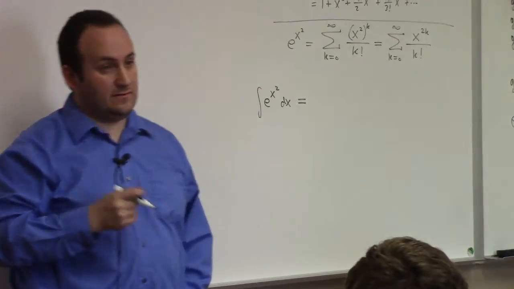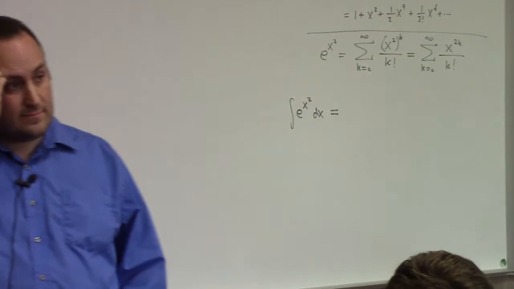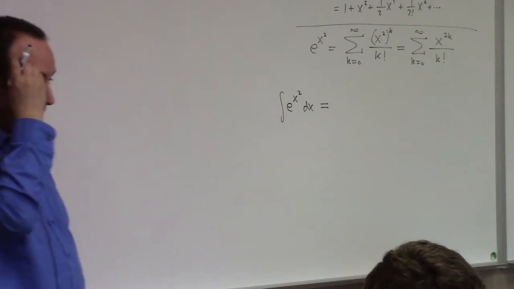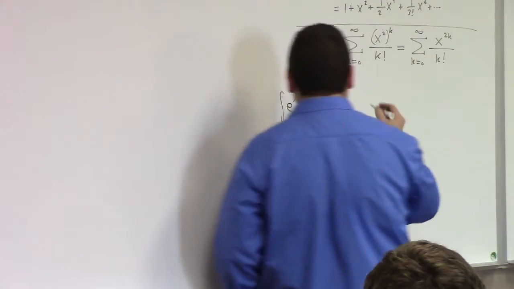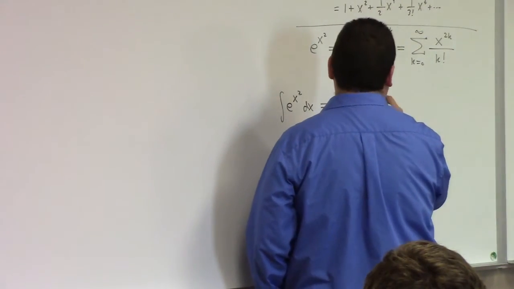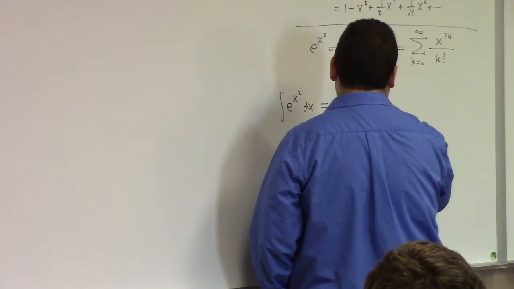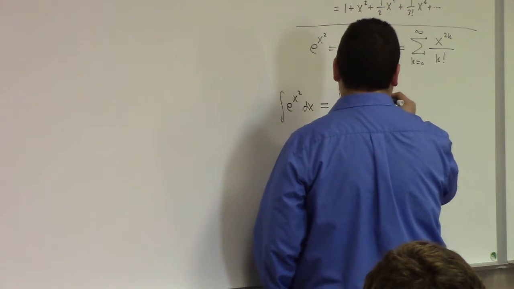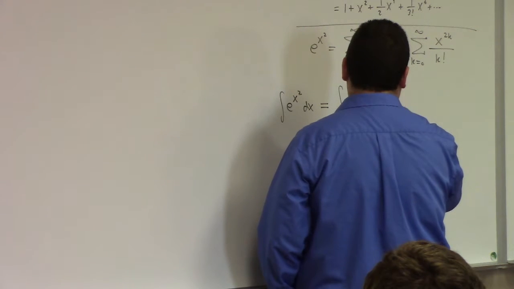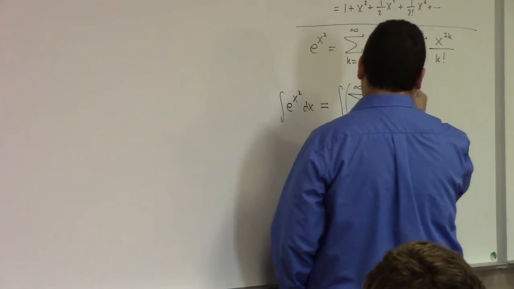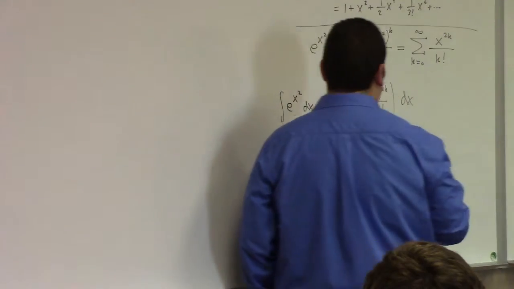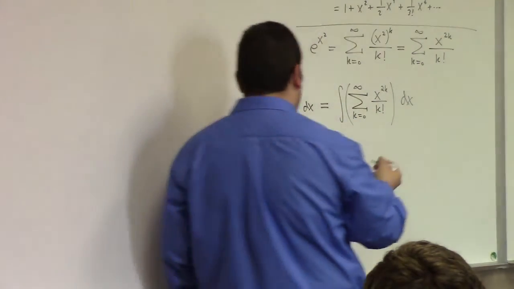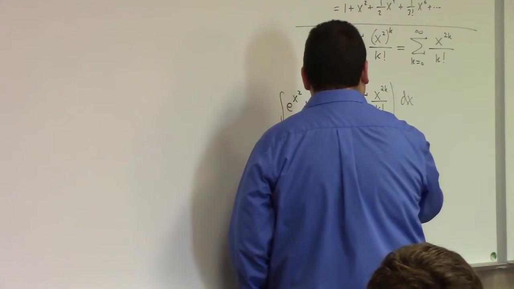Well, you can't do it before today, right? E to the x squared does not allow an elementary antiderivative. But you know what you can do now? You trade e to the x squared for its Maclaurin series, right? And then you use the term-by-term integration theorem, which really just says that you can pull the integral inside the sum.